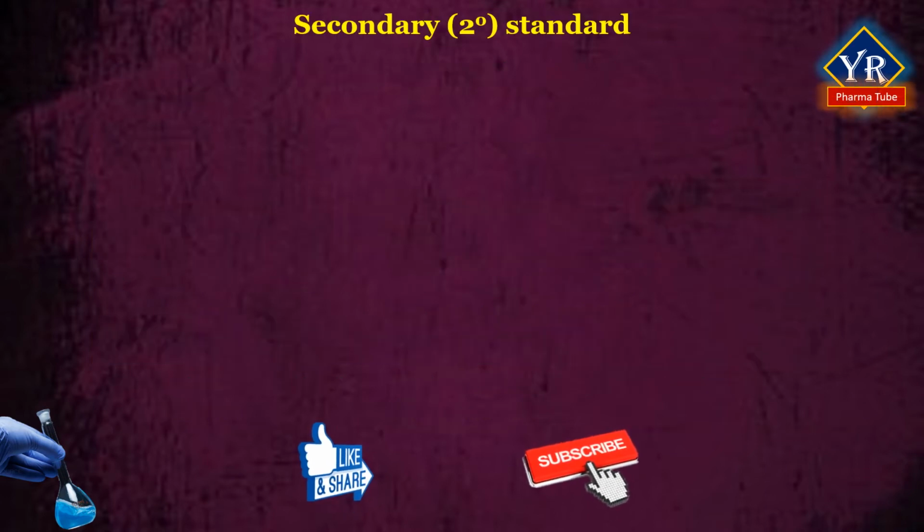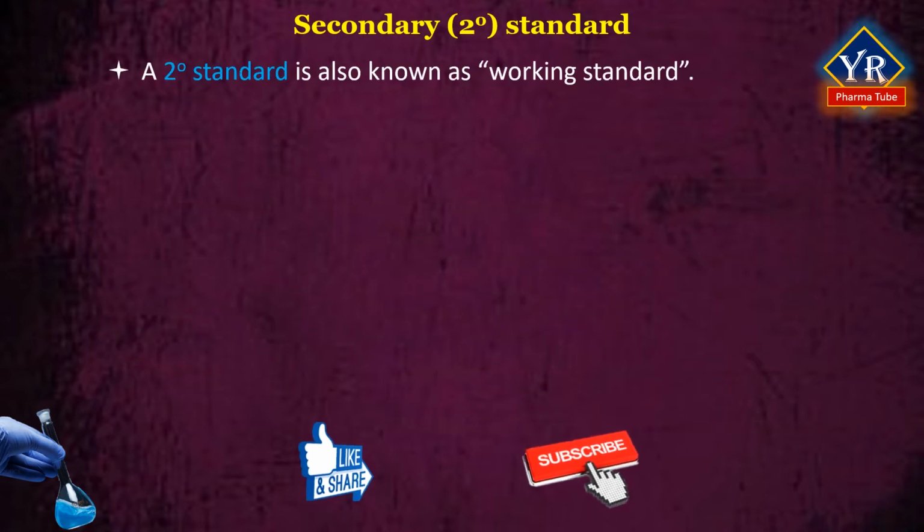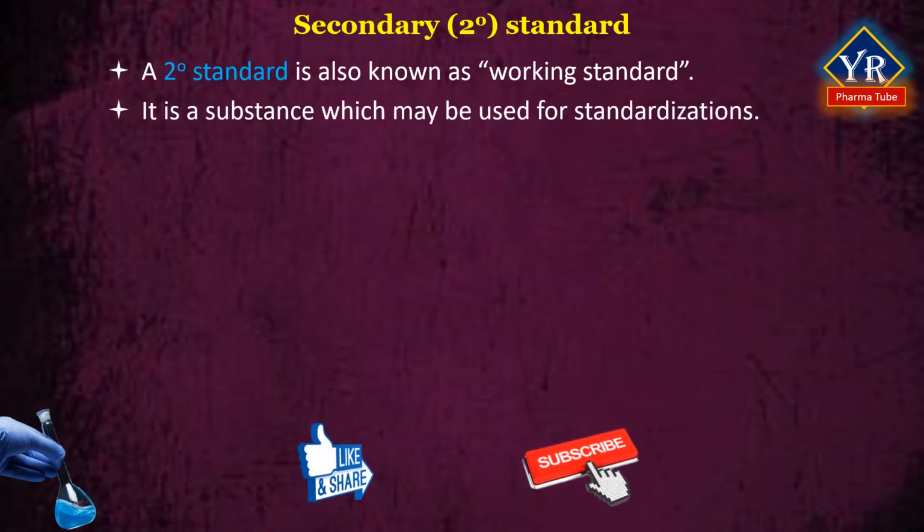The secondary standard. A secondary standard is also known as a working standard. Reagents that do not meet the criteria of primary standards are called secondary standards. A secondary standard is a substance which may be used for standardizations and whose content of the active substance has been found by comparison against a primary standard.